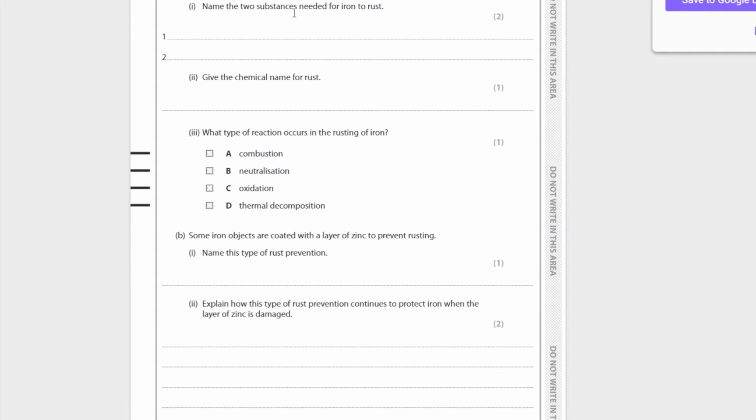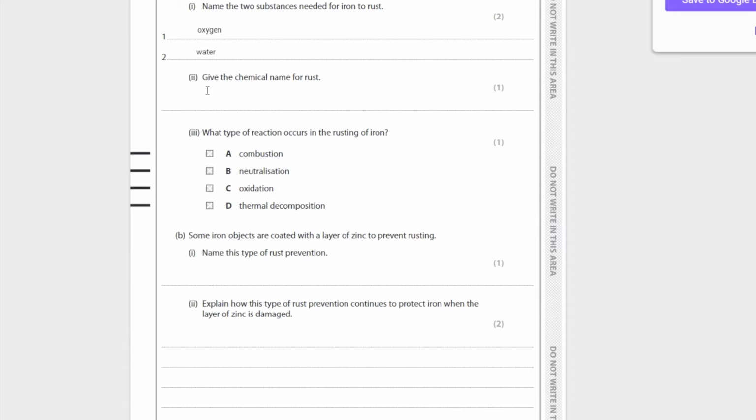Question number 2. This question is about rusting. A simplified formula for rust is Fe2O3. Name 2 substances needed for iron to rust, and this should be very easy for you. So remember, rusting is basically oxidation, so we know oxygen is involved, and it happens in the presence of water because we know it forms hydrated Fe2O3. So we need oxygen and water for this to happen.